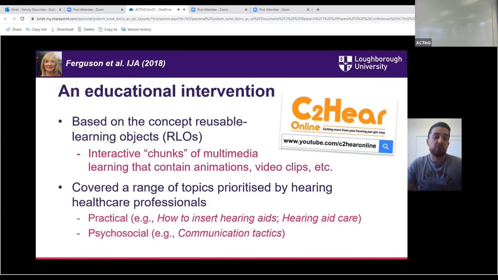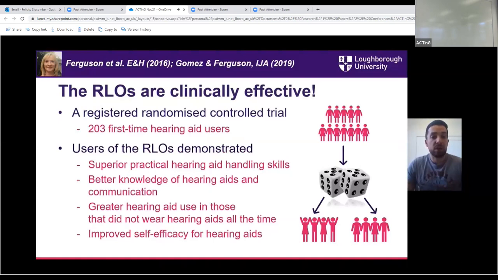Some of the topics included practical hearing aid handling skills, such as how to insert your hearing aids, hearing aid care and maintenance, as well as psychosocial problems, including communication tactics and acclimatization. So, how to get used to hearing through a hearing aid. Now, this was subsequently evaluated by the team and they were shown to be clinically effective.